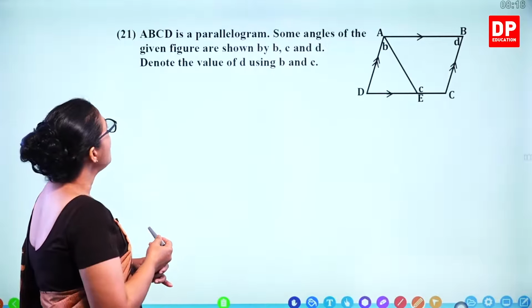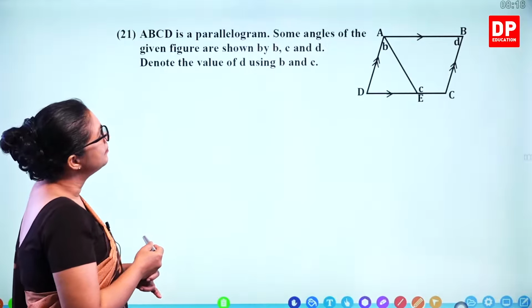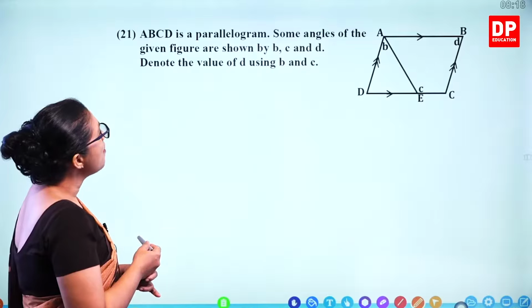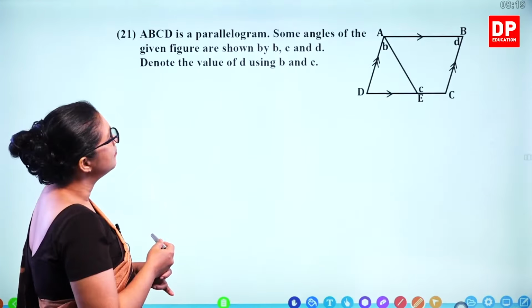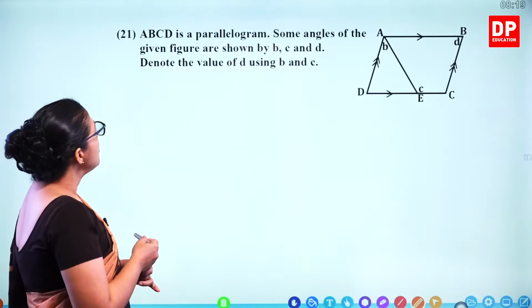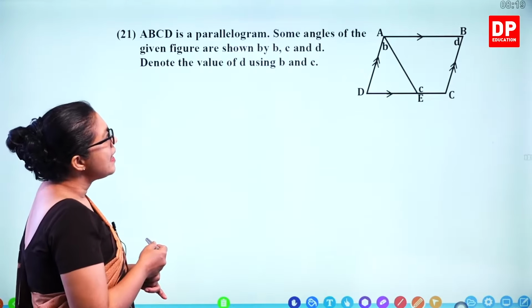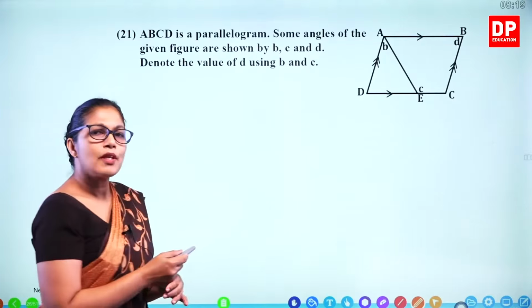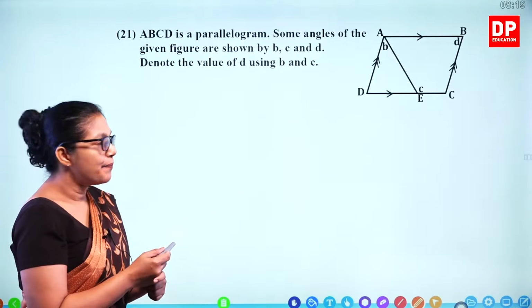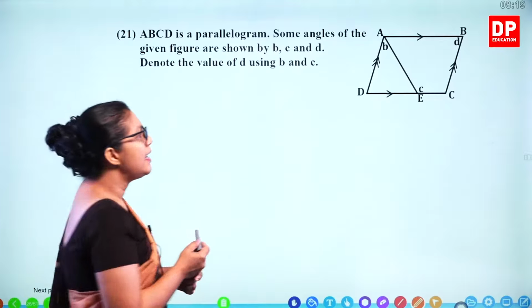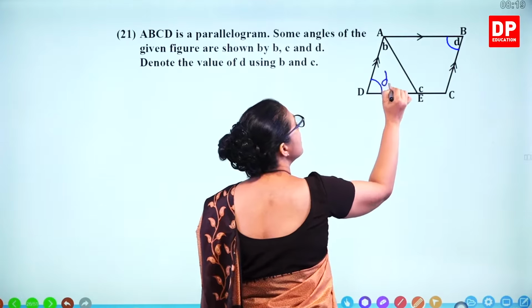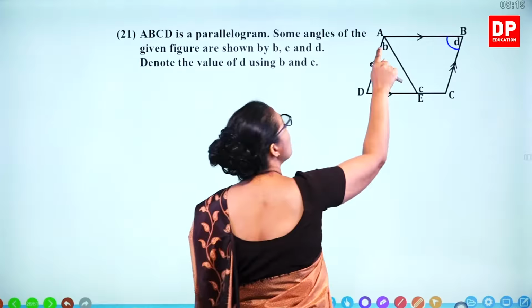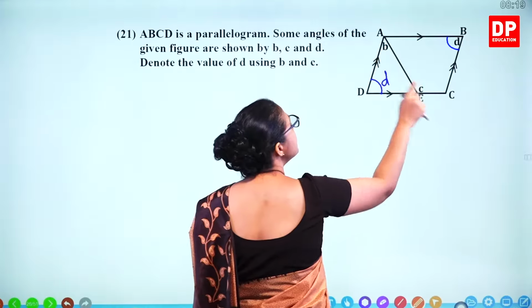Question number 21. ABCD is a parallelogram. Some angles of the given figure are shown by B, C and D. Denote the values of D using B and C. What are the properties of a parallelogram? Opposite angles are equal. If this is D, this is also D. Opposite angles are equal.